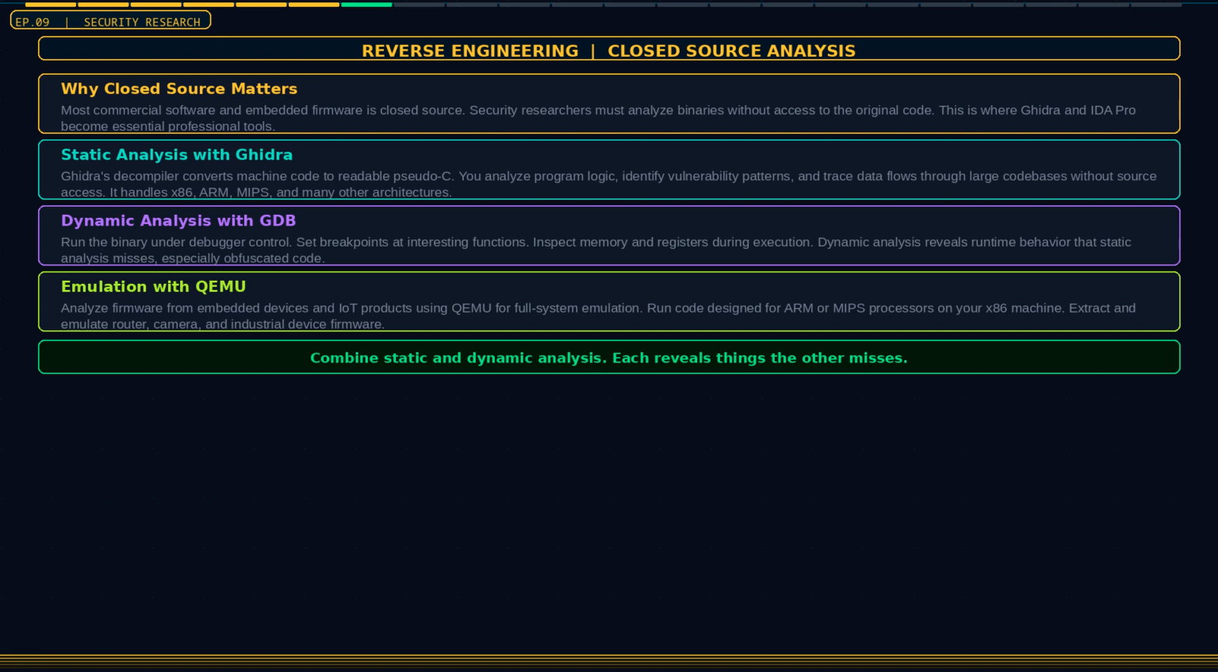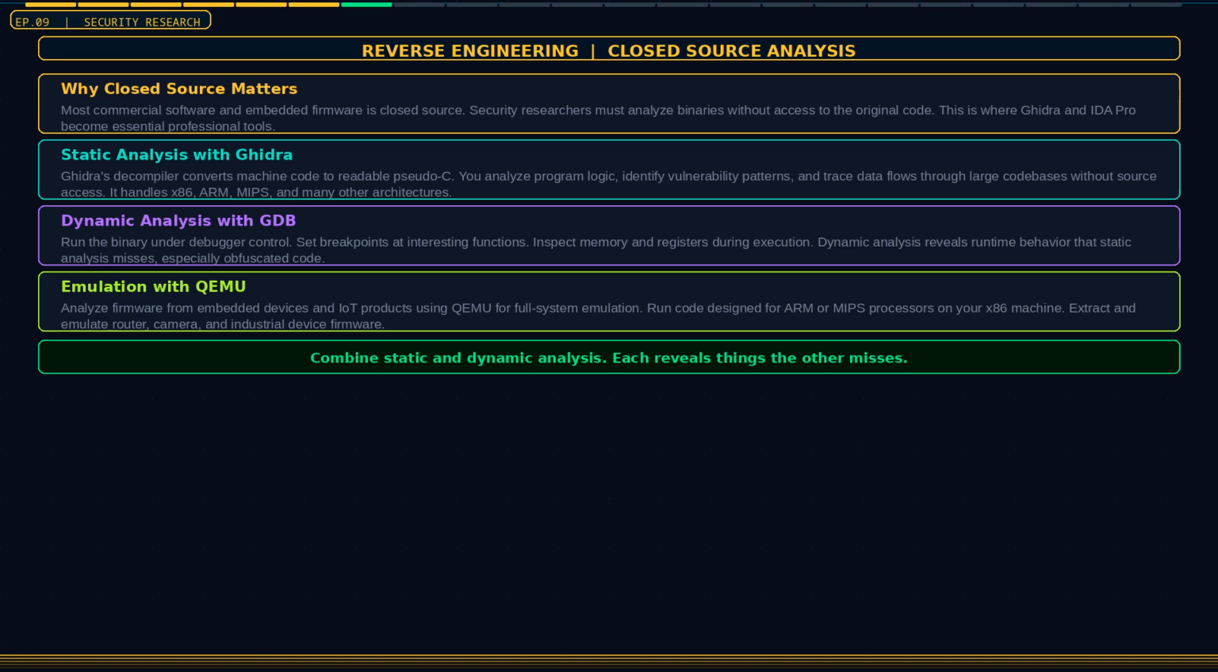Ghidra's decompiler is the starting point for most closed-source binary analysis. It converts the assembly instructions of the compiled binary back into approximate C code that represents the program's logic. This pseudo-C is not identical to the original source, but it's readable and analyzable. Navigate to functions of interest based on string references, imported function calls, or behavioral indicators from dynamic analysis.